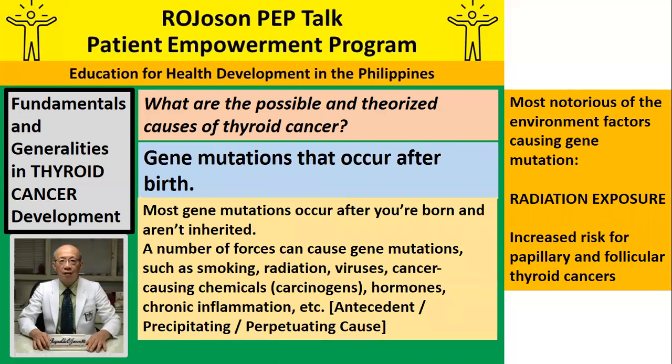Gene mutations that occur after birth. Most gene mutations occur after you're born and are not inherited. A number of factors can cause gene mutations, such as smoking, radiation, viruses, cancer-causing chemicals or carcinogens, hormones, chronic inflammation, etc. So this could constitute the antecedent, precipitating, and perpetuating cause. The most notorious of the environmental factors causing gene mutation, particularly for thyroid cancer, is radiation exposure. This increases the risk for papillary and follicular thyroid cancers.